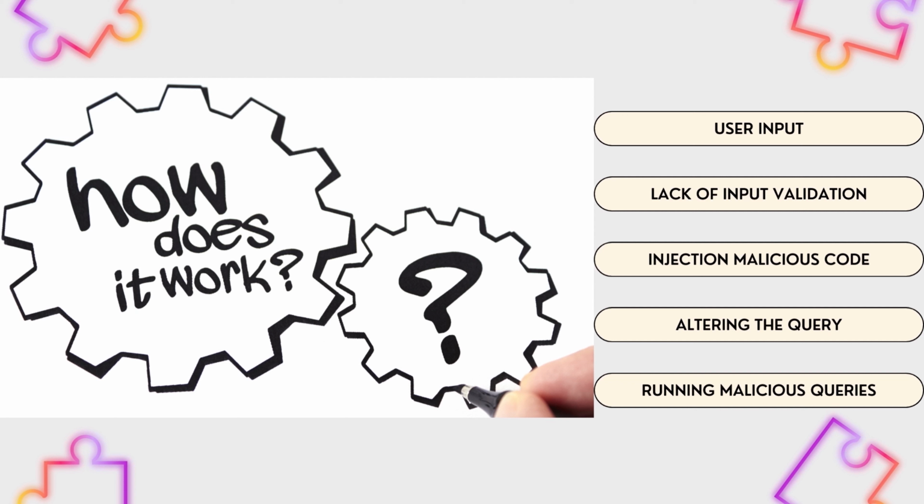from multiple tables. Fifth is running malicious queries. The manipulated SQL query is then sent to the database server by the web application. Unaware that it contains malicious code, the database server executes the modified query, effectively giving the attacker unauthorized access to the database. And the last one is unauthorized access. Depending on the attacker's intent and the vulnerability severity, SQL injection can lead to unauthorized data retrieval, data modification, or even complete control over the database.